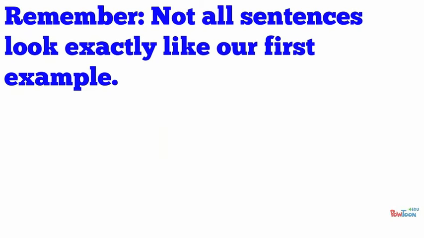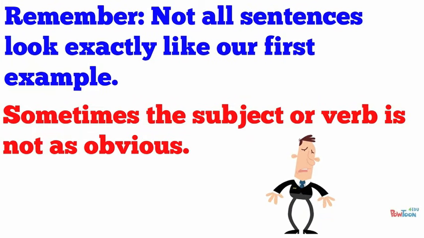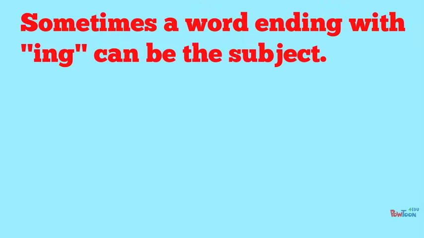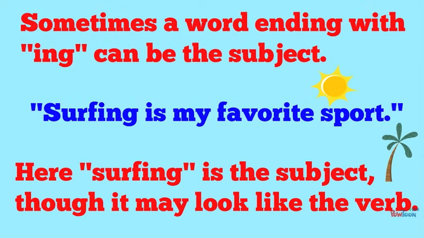Remember, not all sentences look exactly like our first example. Sometimes the subject or verb is not as obvious. Sometimes a word ending with ing can be the subject. Surfing is my favorite sport. Here, surfing is the subject, though it may look like the verb.